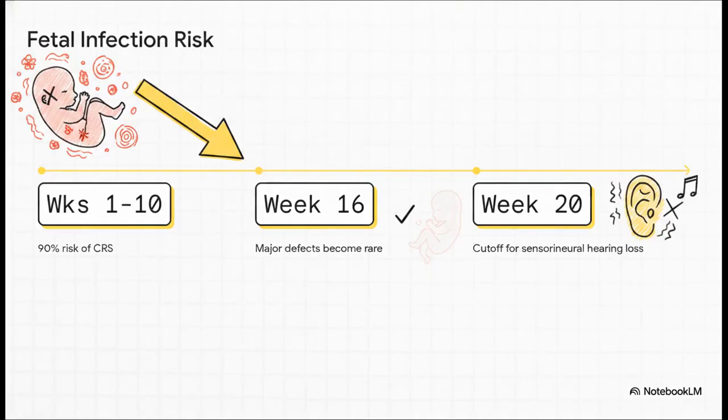Looking at the timeline, you can see how the risk drops significantly as the pregnancy progresses. After 16 weeks, major multi-organ defects become quite rare. But watch out for the ultimate exam trap right here. Sensorineural hearing loss is the last defect to disappear. It can still happen as an isolated manifestation with a maternal infection as late as 20 weeks gestation.